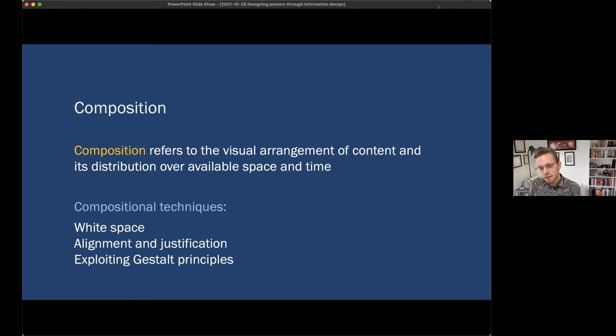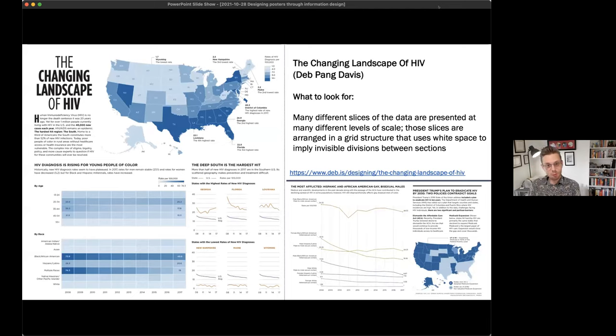So I want to start this discussion by presenting an example of an infographic that does a really good job of exploiting good composition to make the figure more readable. This is an infographic that presents a series of different visualizations about some data related to incidence of HIV in the United States.